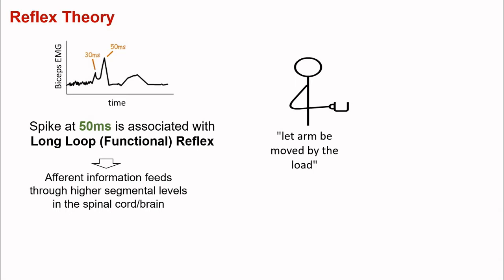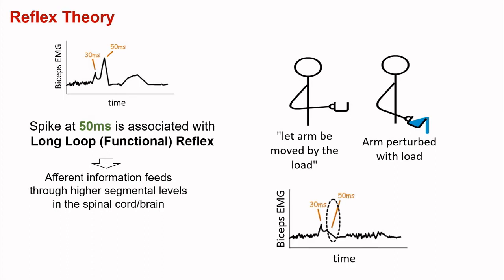Rather than telling the person to hold the cup still, we tell them that if water gets dumped into the cup while they're holding it and they have their eyes closed, they should let the arm be moved. In this situation, what we see is that when water is dumped into the cup, the arm extends with the load. Let's look at the EMG activity that's associated with this in this modified task.